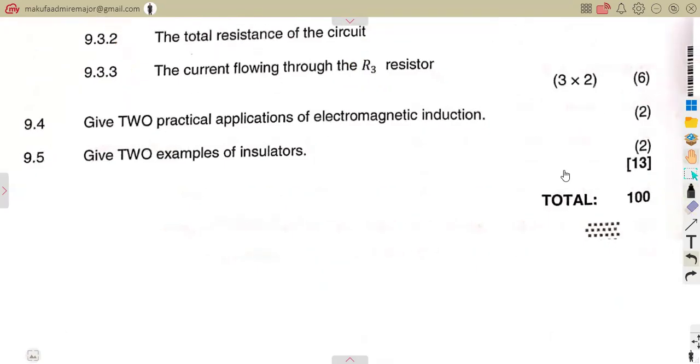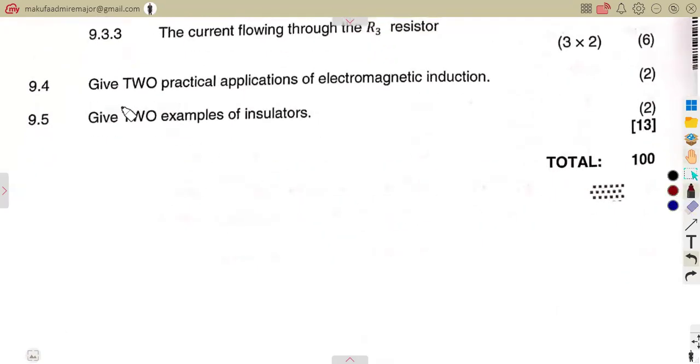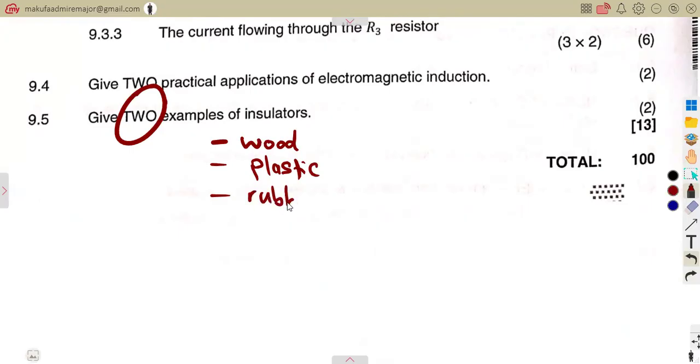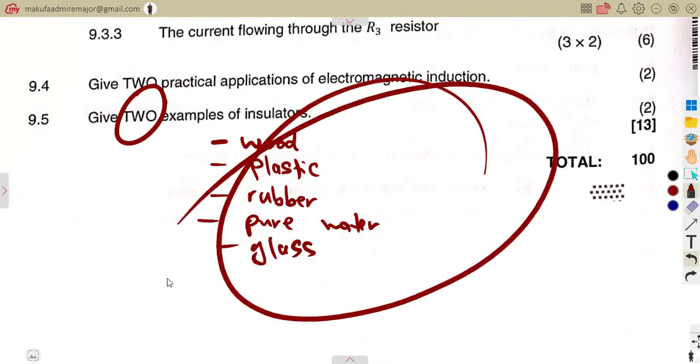All right, then 9.5, give 2 examples of insulators, those materials which do not conduct electricity. Talk of wood, plastic, all these materials which do not conduct electricity. Talk of rubber. We also talk of pure water, glass, so many things that we can consider as our insulators.